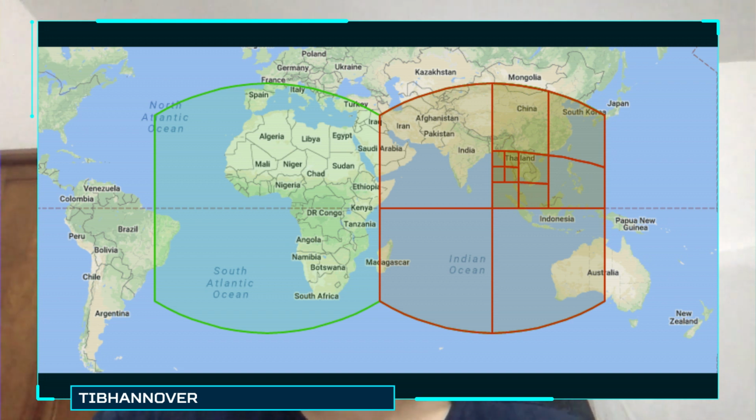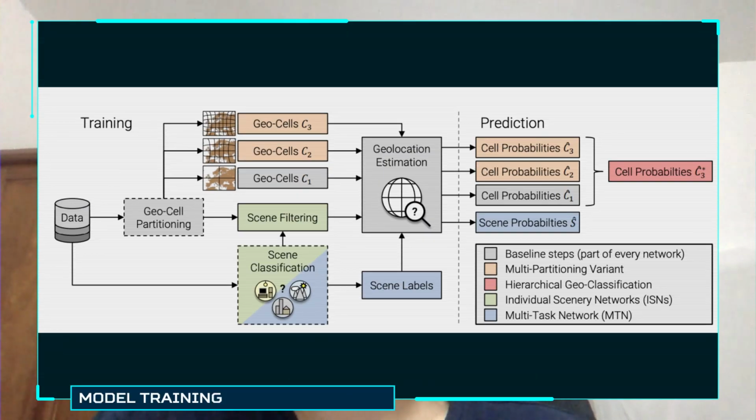So the input is an RGB image, and the output is the cell with average coordinate. To train the model, the authors of the TIB Hannover model used a subset of the Yahoo Flickr Creative Commons 100 million dataset, which contains 5 million images.